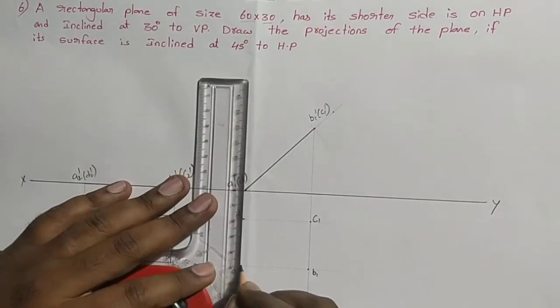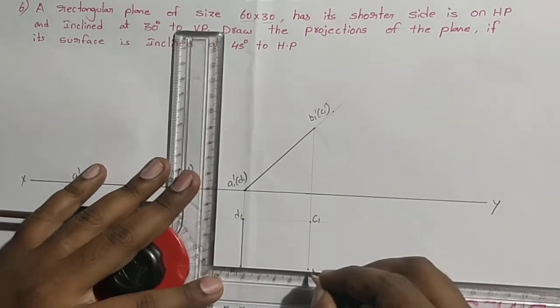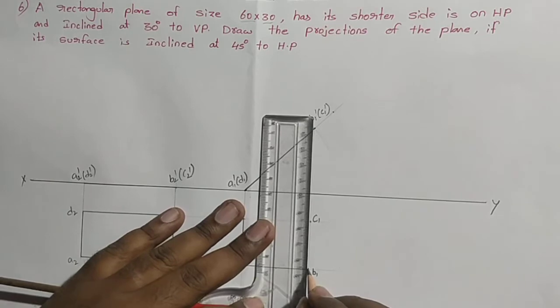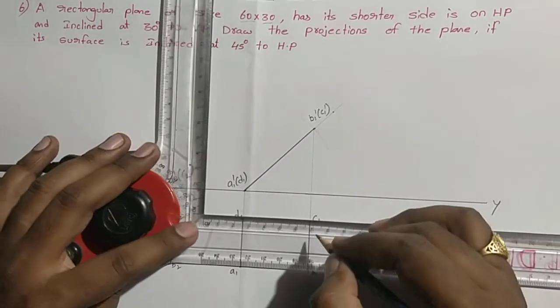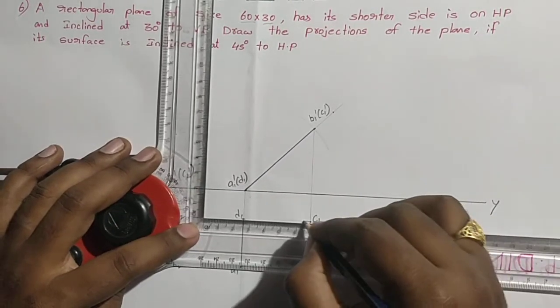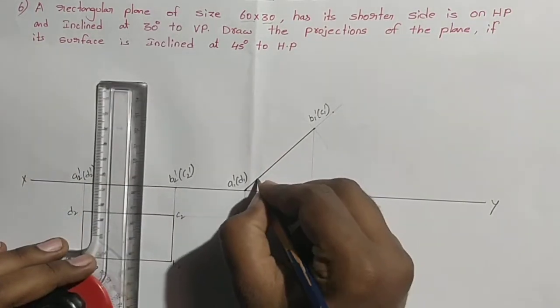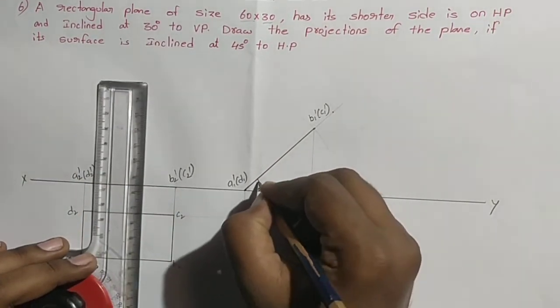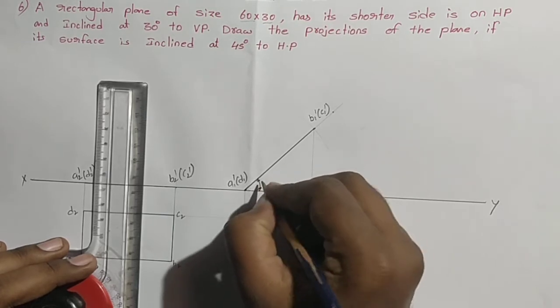It is the top view when the shorter side is on HP and making the plane surface with 45 degrees inclination to the horizontal plane.